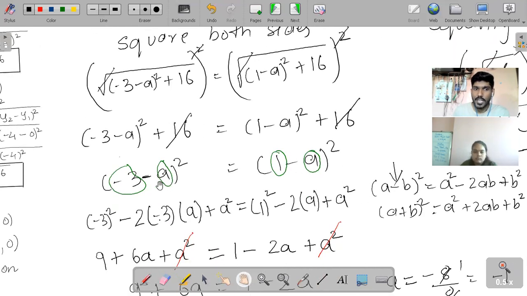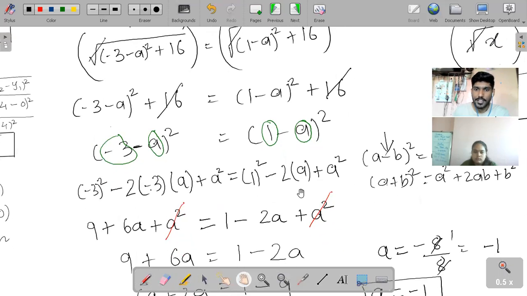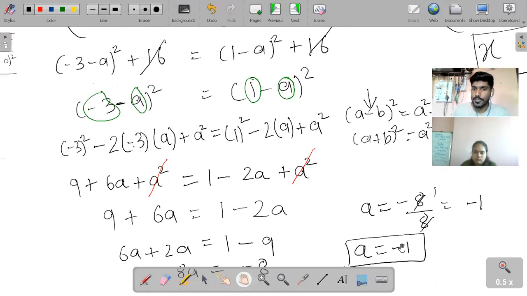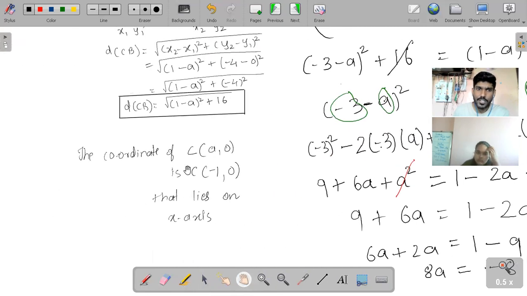And then we have used the (a minus b) the whole square formula and expanded it and simplified it to find out the value of a. And then finally we substituted the value of a in point C. So since point C was a comma 0, C is minus 1 comma 0. So the coordinates of point C is minus 1 comma 0.